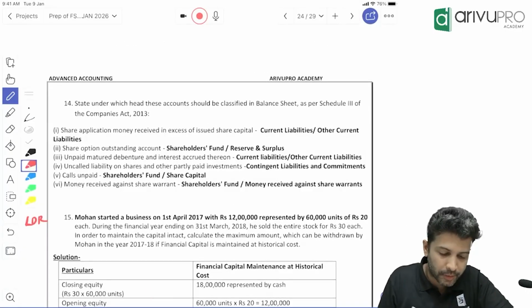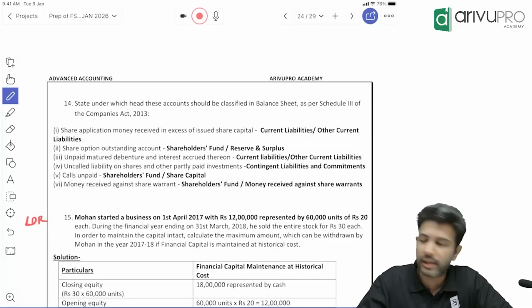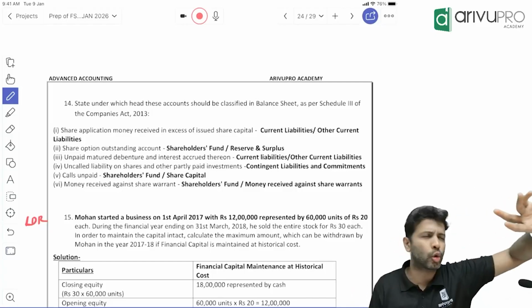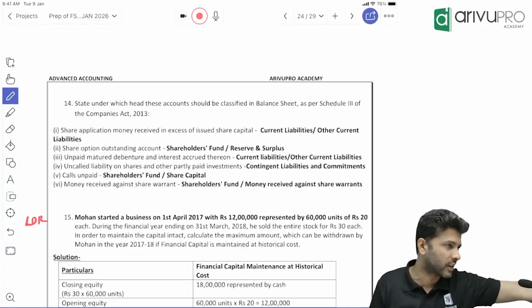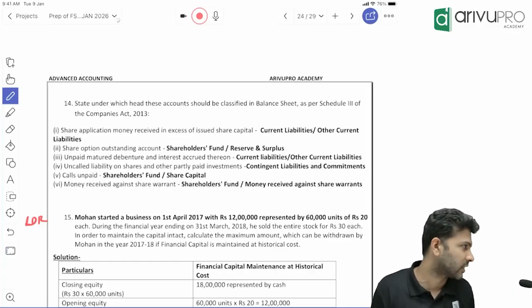So let's get our discussion ahead with preparation of financial statements. Till 13th is done. Let's go for 14th. Now there are hardly two more concepts you could say, roughly. Based on that, some small questions are there. So let's get that done.